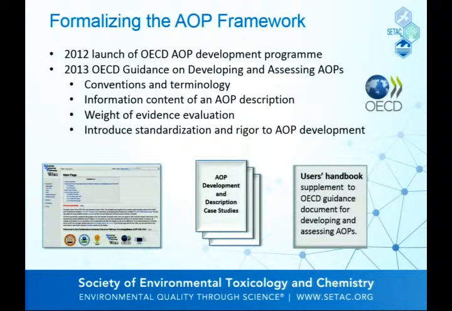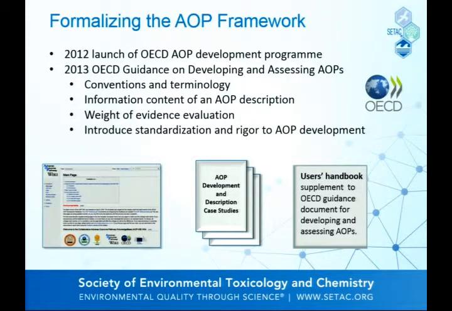Since the publication of that original guidance document, over the course of the next year or so, our group and others within the scientific community took and applied that guidance, put it to practice, and found some things that we didn't like, some things that we wanted to change. And so we revised that guidance. That led to the development of the Adverse Outcome Pathway knowledge base. We'll talk about some of the reasons for that in a bit. And we developed what's called the User's Handbook Supplement to the OECD Guidance, which is really the evolution of that guidance based on those initial case studies, based on moving that framework forward.